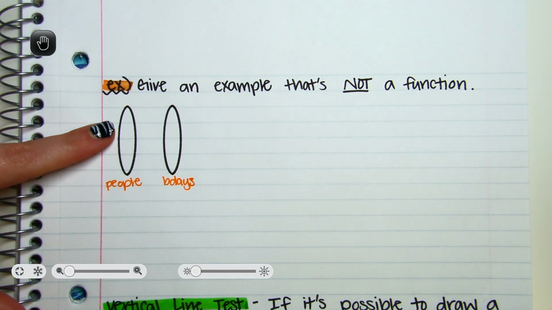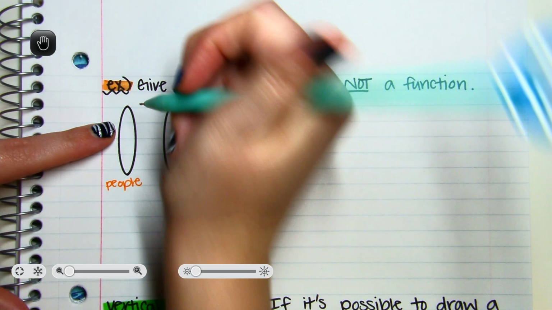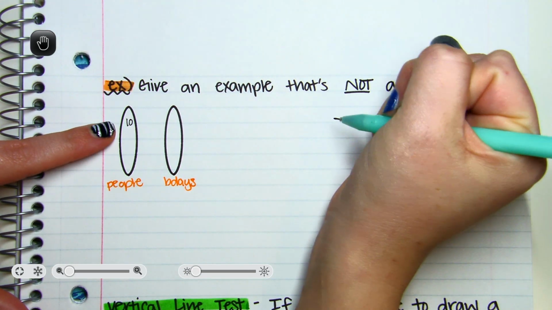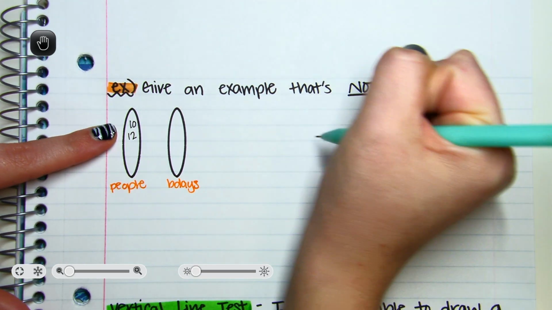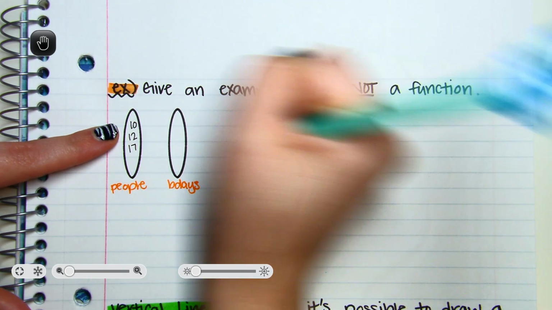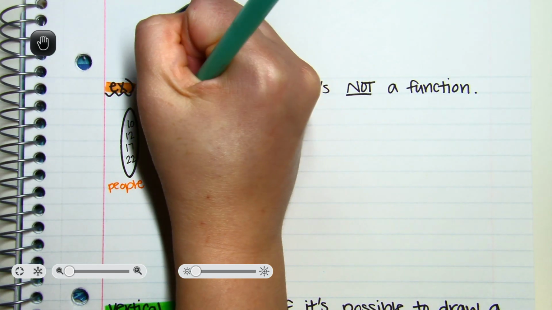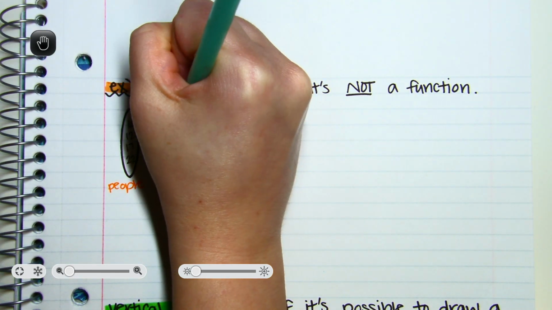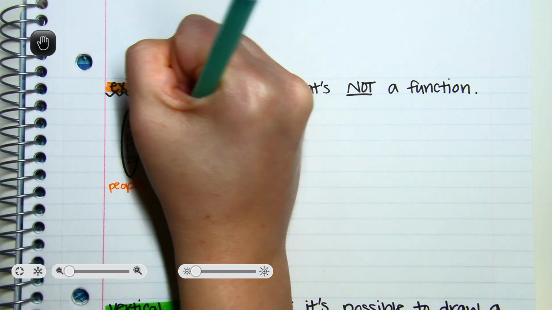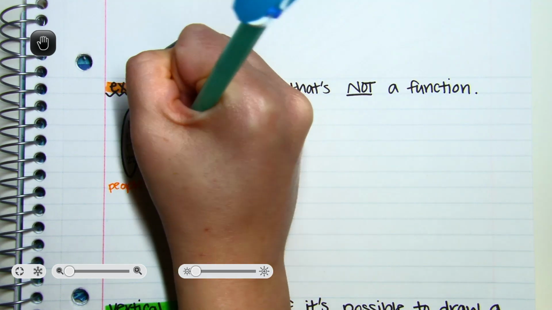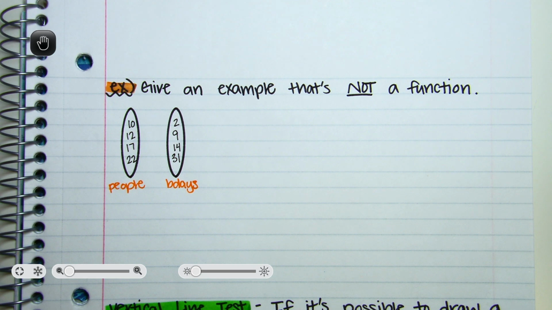So for my people, let's say we have a group of people standing in a line, and I'm going to look at the 10th person standing in line, the 12th person in line, the 17th person in line, and the 22nd person in line. And I'm just going to walk down that line, and I'm going to ask each person, when is your birthday? What day of the month does your birthday fall on? Let's say the answers I get are 2, so the 2nd, the 9th, the 14th, and the 31st. Let's say those were the answers that we got.